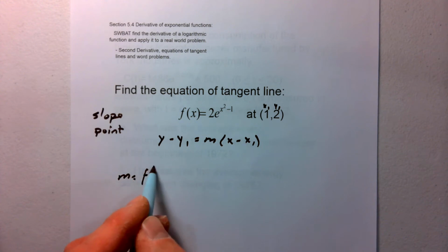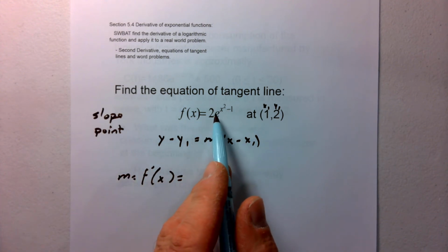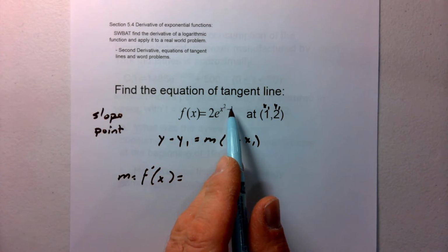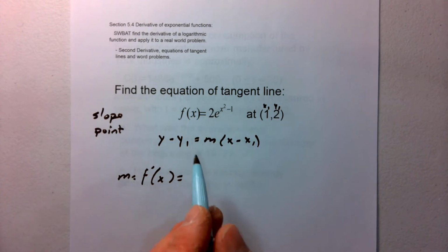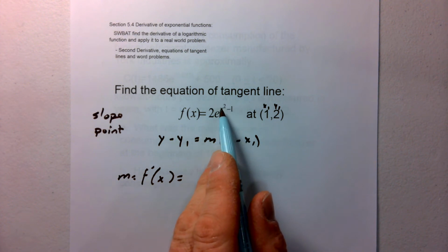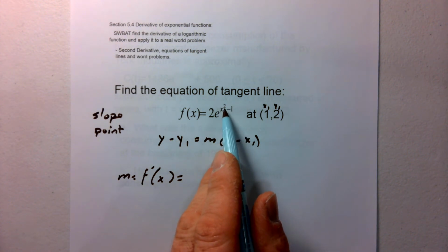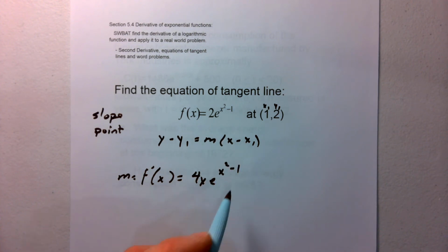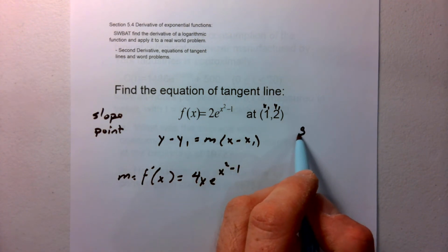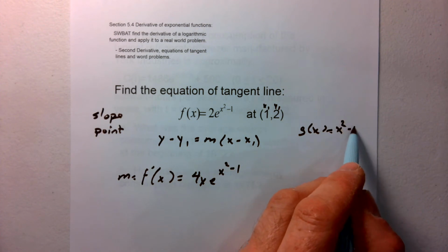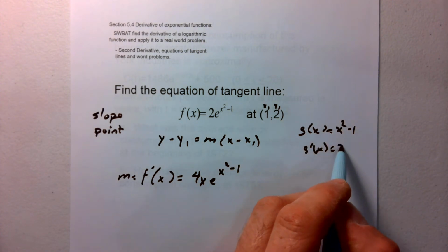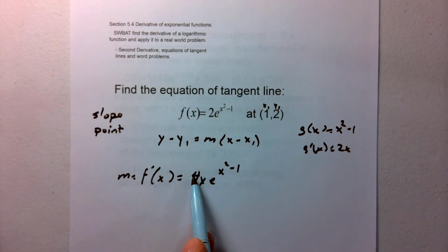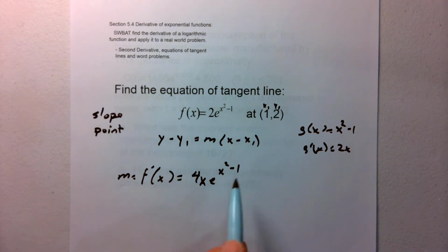So m is going to be the first derivative of this, and we're going to find the derivative of e to the x squared minus 1. We take the derivative of the exponent. So the derivative of x squared minus 1 is 2x. We'll multiply that by 2, which we get 4x. And then e to the x squared minus 1. Remember, the exponent of e will never change. So if you need to remember, we let g of x equal the exponent, x squared minus 1. So our derivative was 2x. We multiply that to the coefficient, which gave us our 4x, and then e to the x squared minus 1.